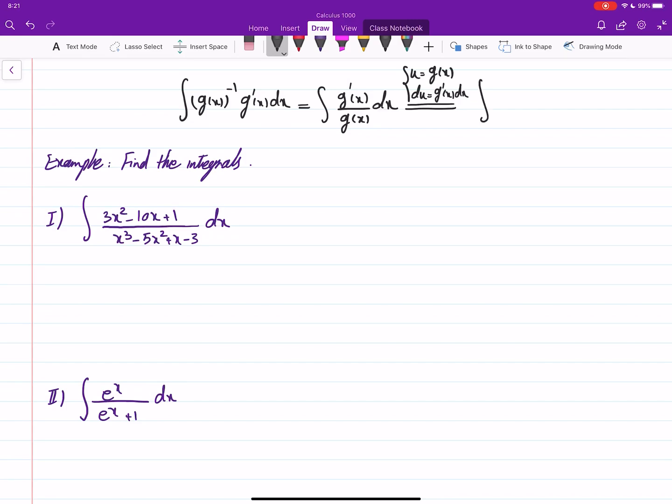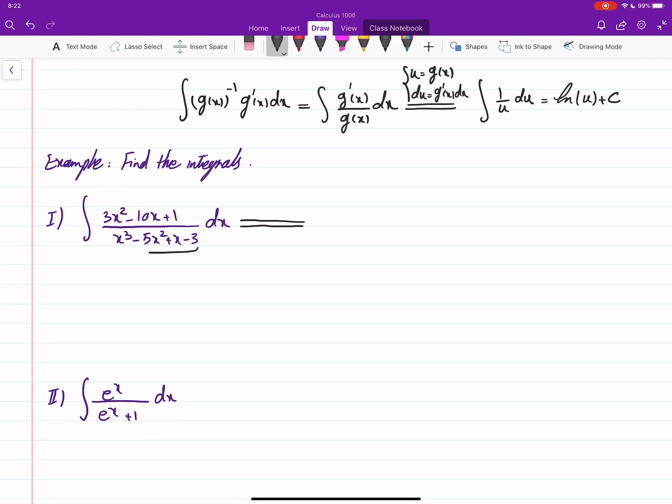If you apply the substitution, you're basically going to have 1 over u du, since the numerator times dx is du. And this will give us ln of |u| plus c. Okay, let's see these in examples.